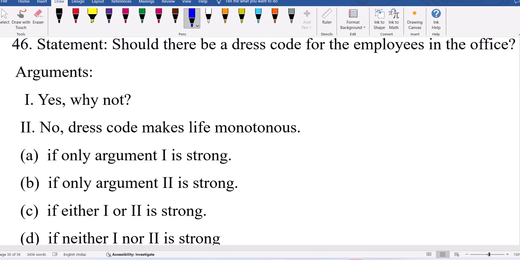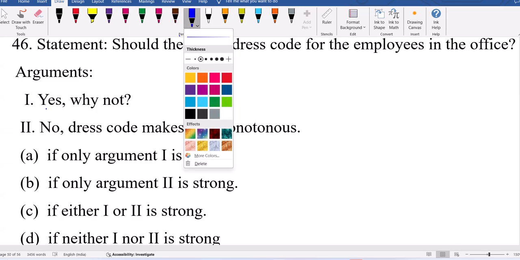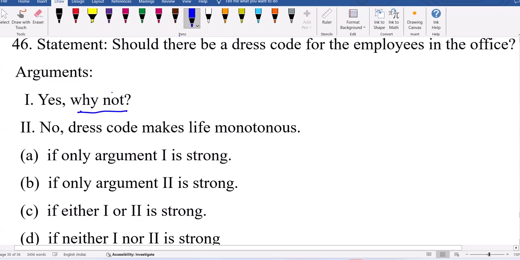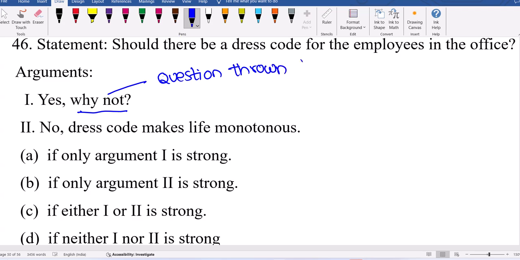Should there be a dress code for the employees in the office? They said yes, but there is no reason. This is a question thrown back. A question thrown back is always a weak argument. It's a question they're asking; you need to say yes or no and with the reason. Question thrown back is always a weak argument.